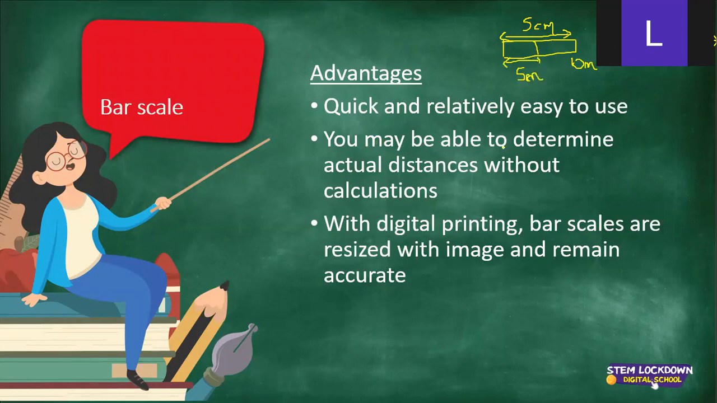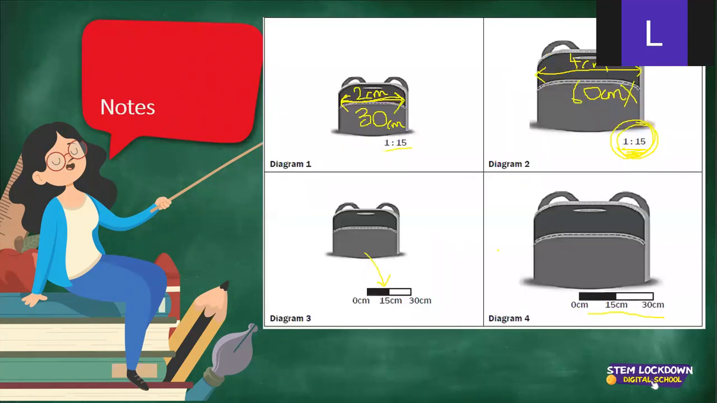In other words, you may be able to determine the actual distance without calculations, as I've shown you here. You don't need calculation to see the real distance. Now, when printing, if you resize the image, the scale remains accurate. In this case, you can see you've resized it, and the scale also changes accordingly. The scale is also resized, so this remains accurate. Unlike your number scale, where the scale remains 1:15 even though the size of the map has changed.